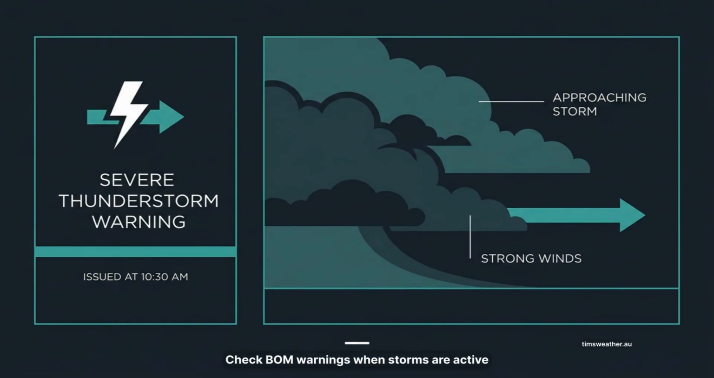Watch for dark, rising towers, thunder, lightning, sudden wind changes, hail, or heavy rain. And when storms are active, check the latest Bureau of Meteorology warnings and local updates before you head out.